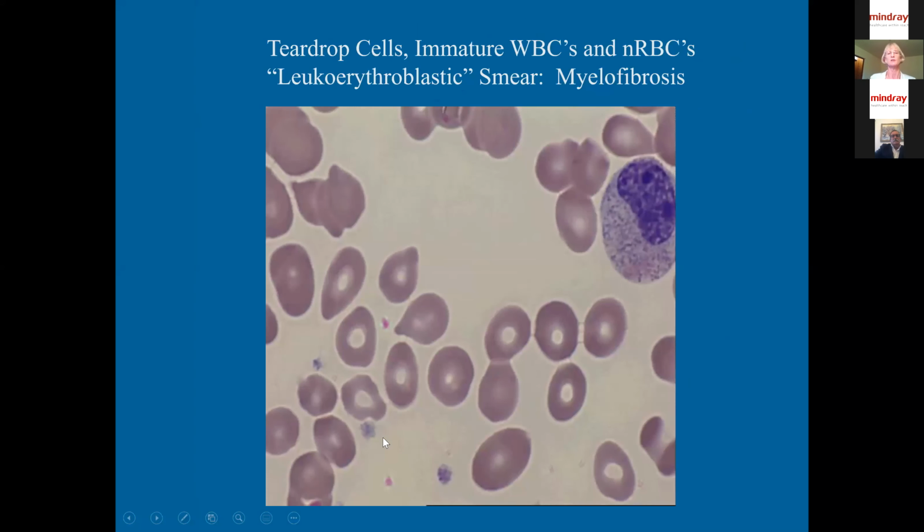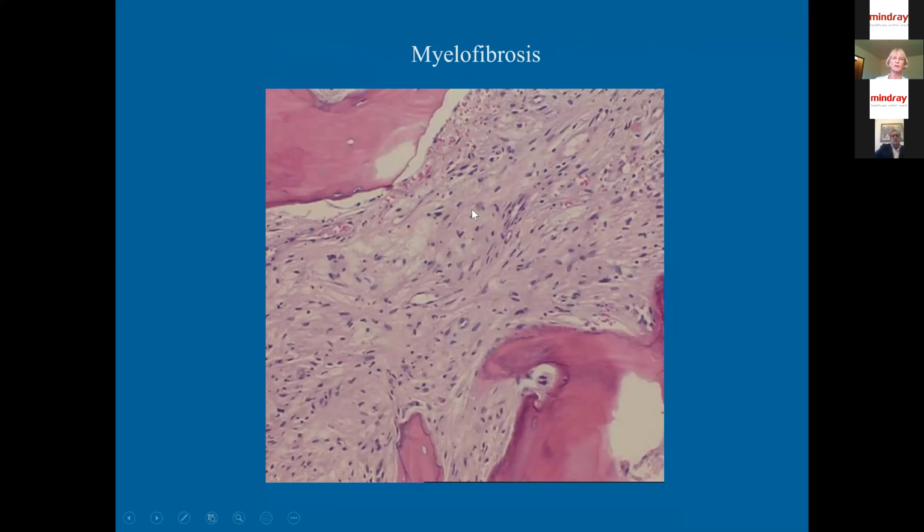Here's an example of a patient with myelofibrosis. I mentioned the teardrop cells, and teardrop cells are classically seen when you have any infiltrative disease of the marrow, and associated findings with marrow fibrosis include circulating immature granulocytes and circulating nucleated red cells. The term for that blood smear is leukoerythroblastic blood smear, and it's associated with myelofibrosis and infiltration of the marrow by, say, cancer. So here's an example of a picture of the marrow with a lot of fibrosis.